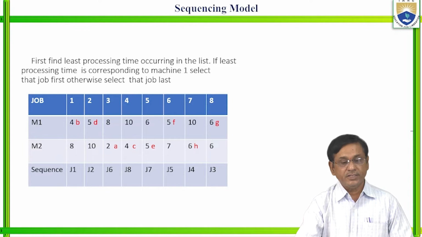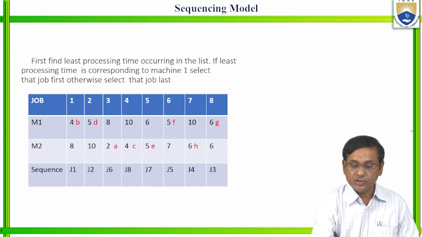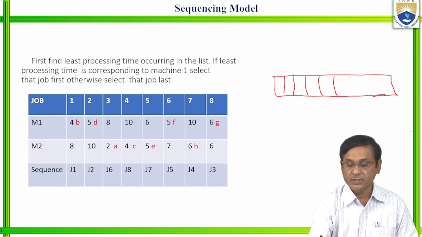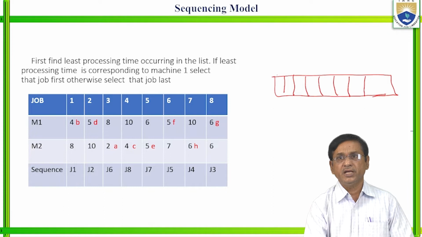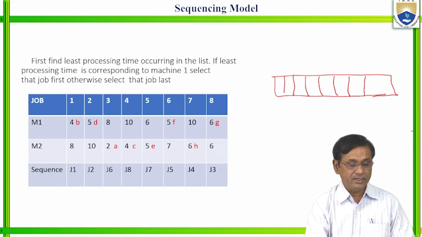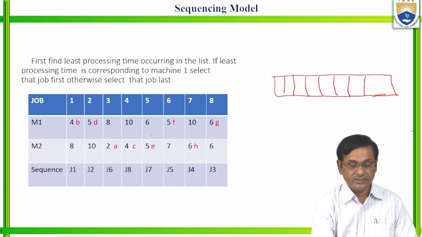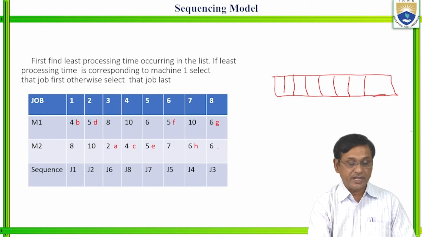Now, first find the least processing time occurring in the list. So, 8 jobs are there. First make a block consisting of 8 slots: 1, 2, 3, 4, 5, 6, 7, 8. Now we have to find the least processing time occurring in the list. So the timings are 4, 5, 8, 10, 6, 5, 10, 6, and 8, 10, 2, 4, 5, 7, 6, 6. These are the timings. The least processing time is 2.